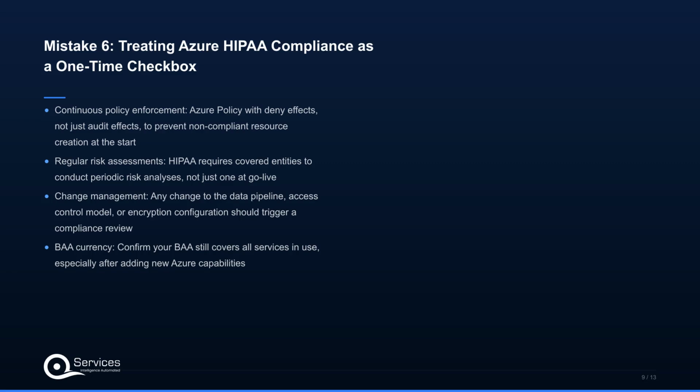Now, next up, mistake 6, treating Azure HIPAA compliance as a one-time checkbox. Azure HIPAA compliance is not a project you complete and move on from. It's an ongoing operational discipline. Teams that treat it as a one-time implementation task consistently fall out of compliance within 6 to 12 months, usually because new resources are created without the right controls or policies drift quietly over time.